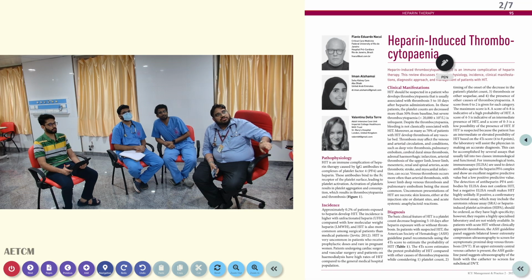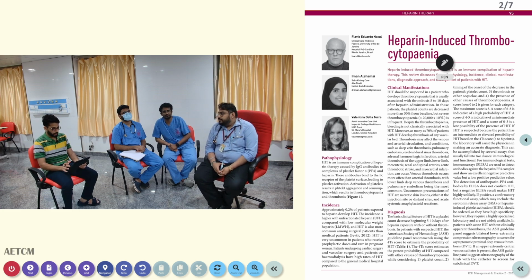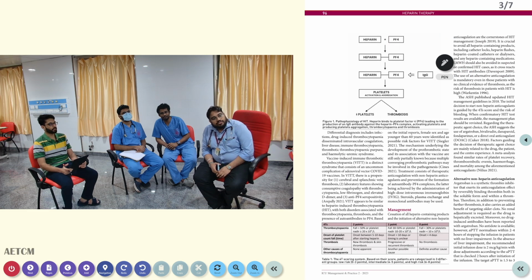So by definition, it is thrombocytopenia that develops, with or without thrombosis, 5 to 10 days after heparin administration. Thrombocytopenia is defined as platelets reduced by more than 50% from the baseline. Initially there is a pre-test probability scoring system, the 4T scoring system, which is shown on the screen in the lower half.